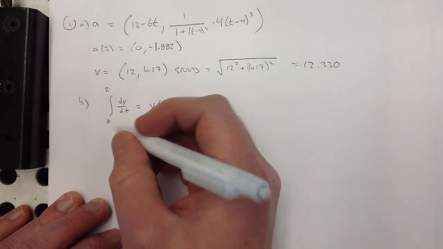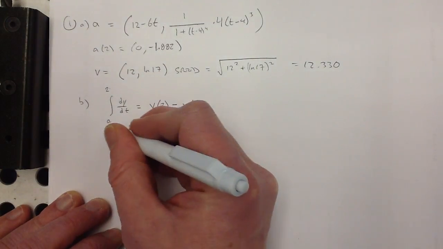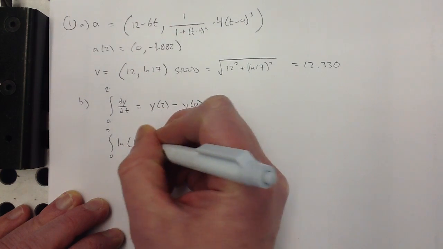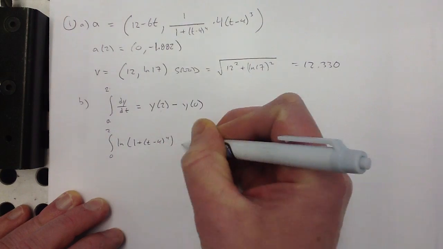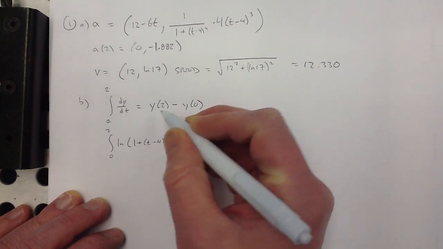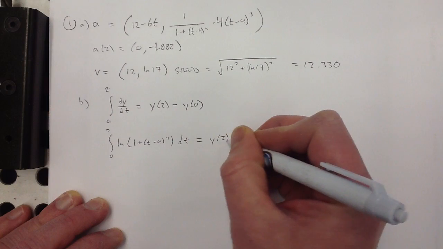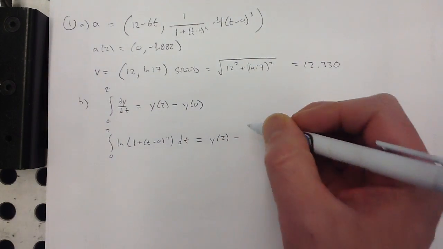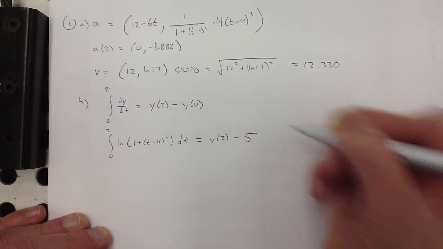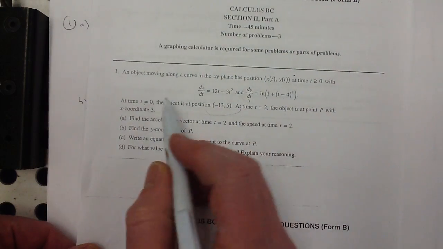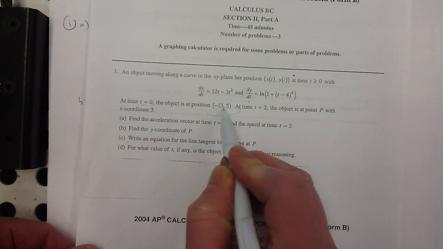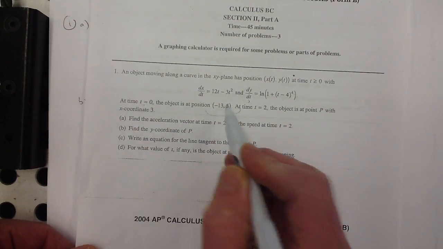So let's see, this I can evaluate with my calculator. So I'm going to do the integral from 0 to 2 of natural log of 1 plus t minus 4 to the 4th dt. That's equal to y of 2, that's what I'm trying to solve for, minus y of 0, which is 5, right? They gave us that. Remember, that comes from this. At time equals 0, those are the x and the y. So at time equals 0, that's 5.